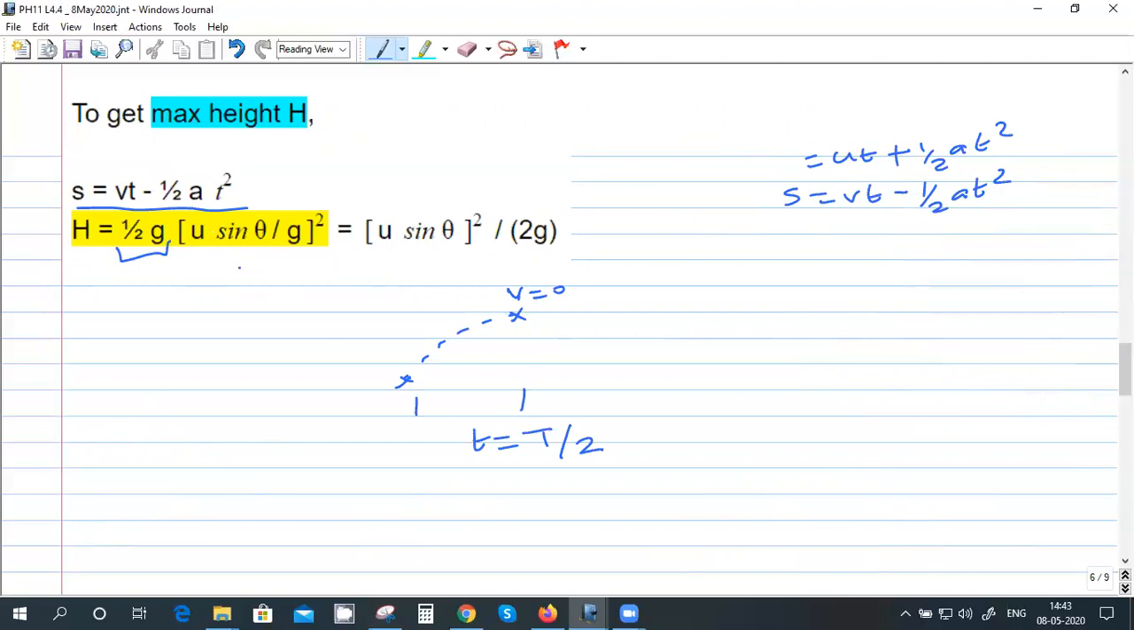So now we can simplify this one. So you get h as u sin theta square divided by 2g. So the initial velocity is known and the angle with which it's thrown is known. Then the maximum height it will reach is known. This distance is h.